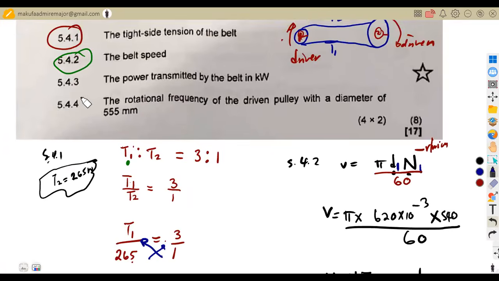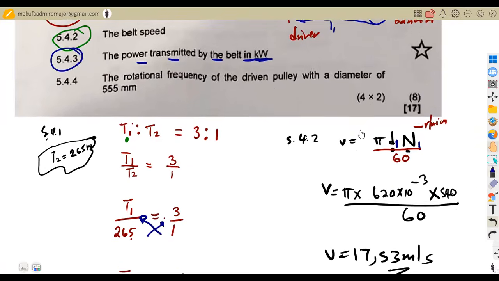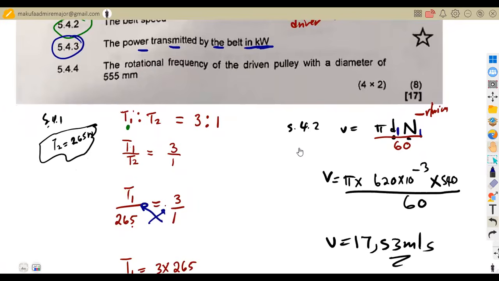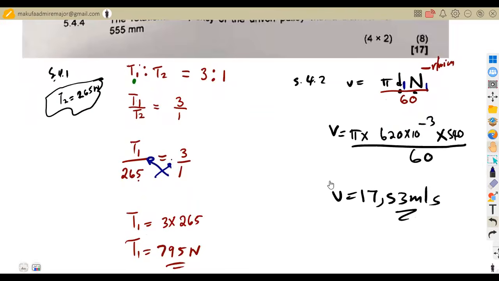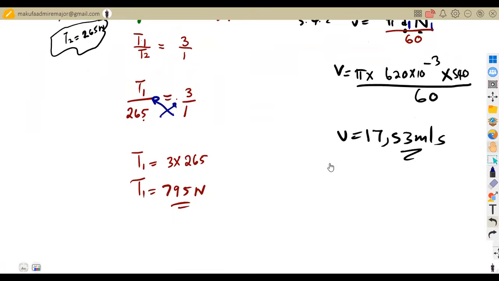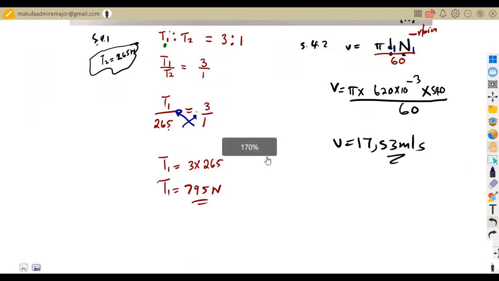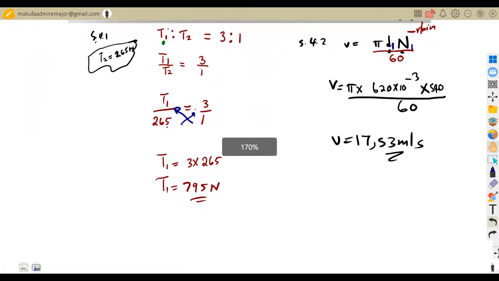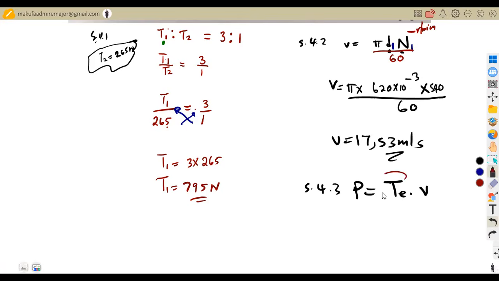All right, then the other part was to calculate the power transmitted by the belt in kilowatts. Take note, this is not just the power, but it must be in kilowatts. So what is the idea now for the power? Remember, the power is taken from the effective force or the effective tension in this case. So we can multiply the effective tension by the velocity. So power is simply the effective tension times velocity, which can be given as the effective force, that is Fe. It's just one and the same thing.